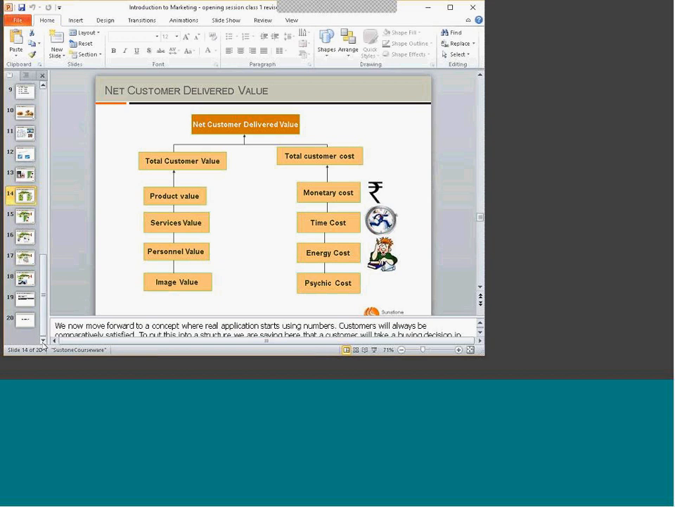And image value, I will again give maybe 1,500 to Tanishq over there, which is despite Bluestone offering that same diamond ring at 10K and Tanishq offering at 12K, I still find an NCDV favoring Tanishq with 500 rupees. Justifies my decision of spending 12,000 at Tanishq for the same product.